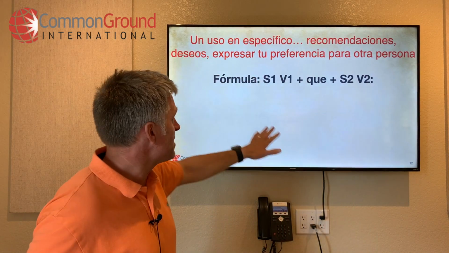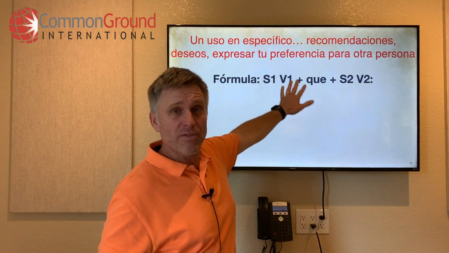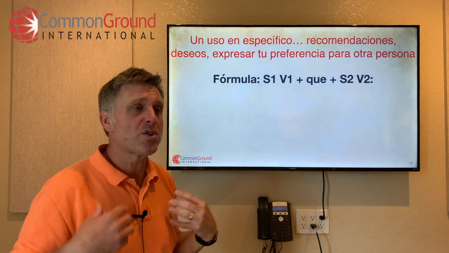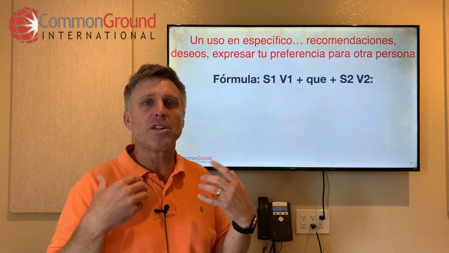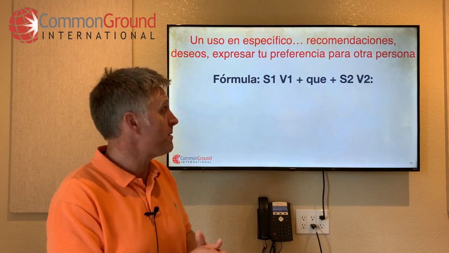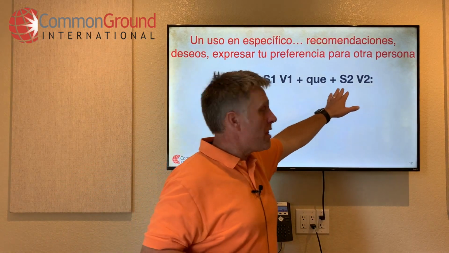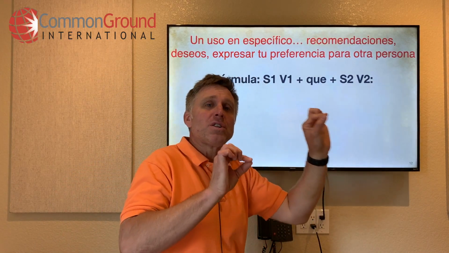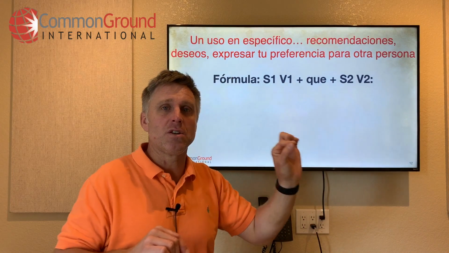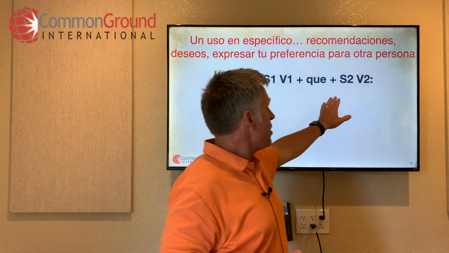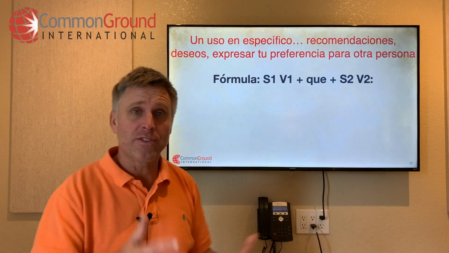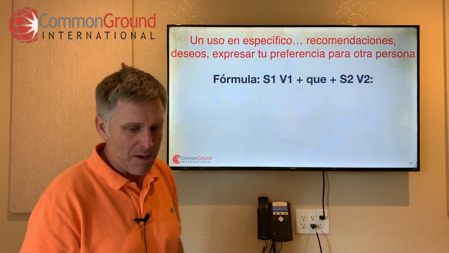And so what happens is, in this first subject, first verb, the person is giving their opinion, giving their preference, giving their recommendation. And then we have a que, and then we have the person that's receiving that recommendation or preference, and then whatever the action is that we want them to do. Let's look at some examples.